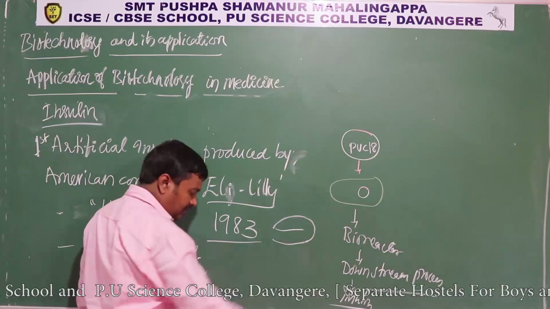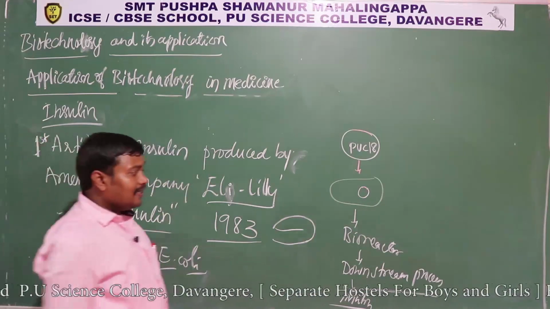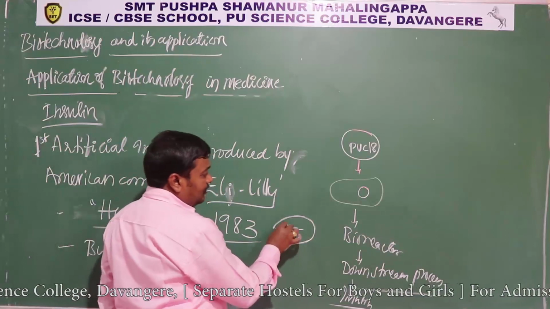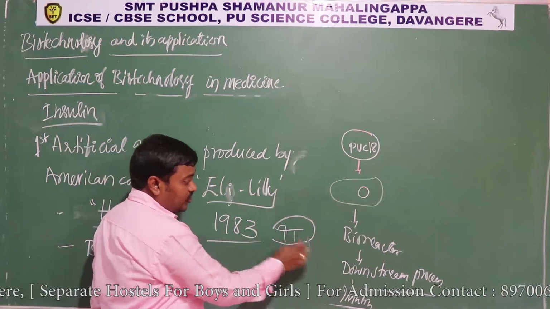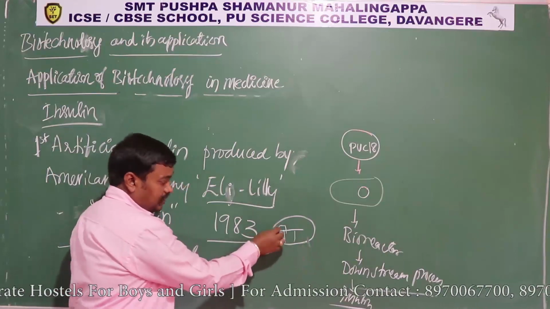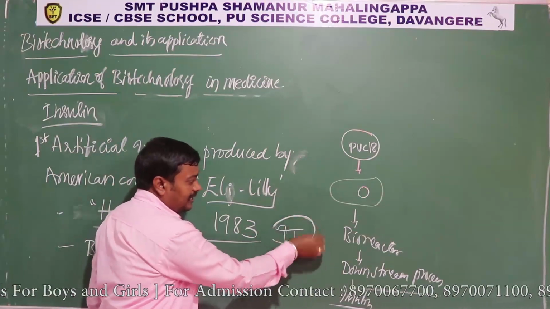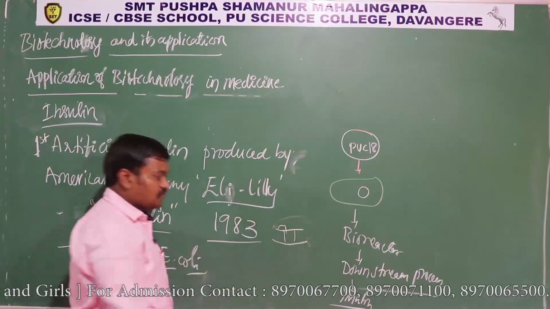They planned to produce proinsulin, but it was very difficult for them to break the link between the A chain and B chain and the C chain. Removing the C chain link became a hectic task for them.